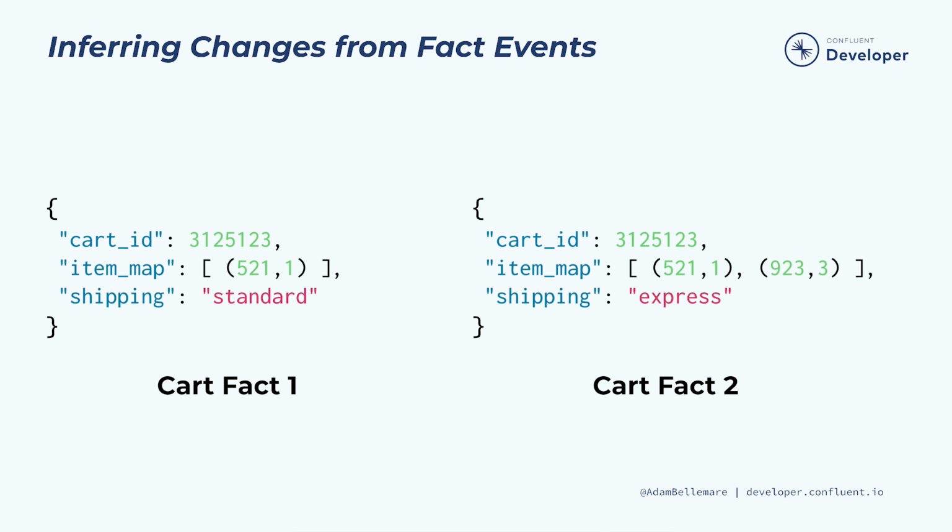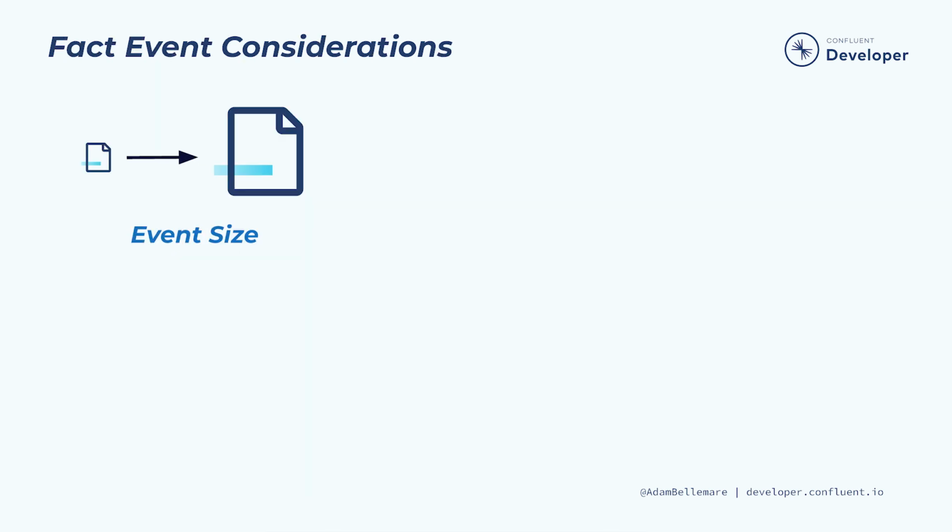While this does incur state maintenance costs, the consumer service has a full copy of each state and can infer any changes to any fields, providing them exceptional flexibility. There are a few things to consider though when creating event facts. First, the size of the event.